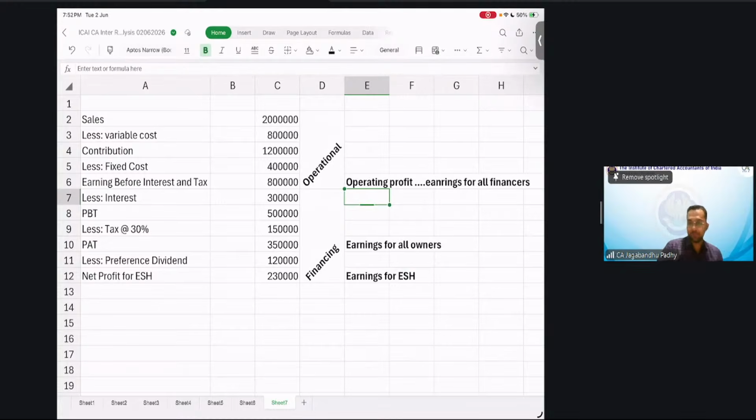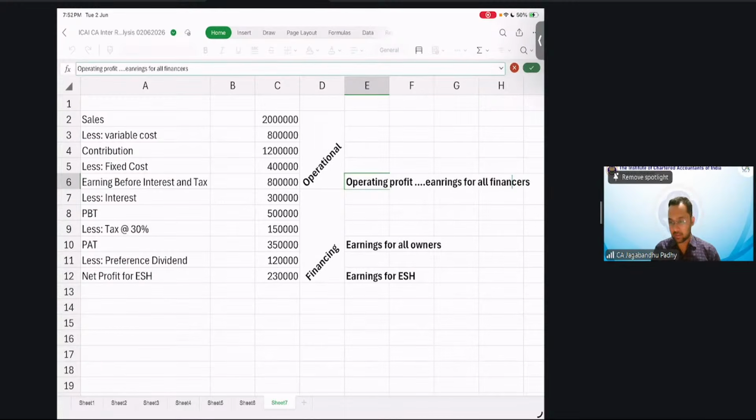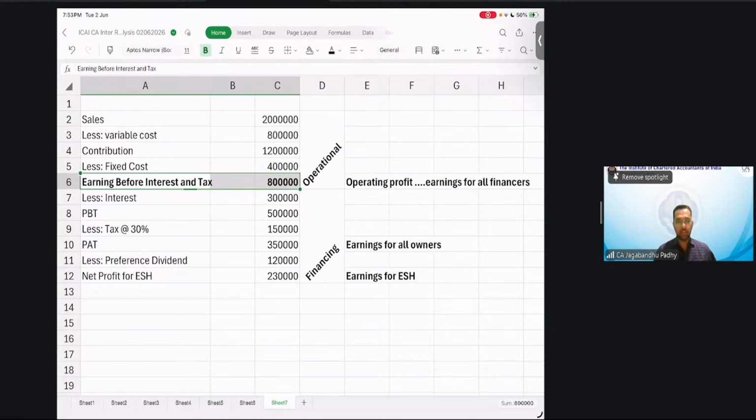That's your operating profit, or what we call the earnings for all financiers. So earnings before interest and tax is going to be your operating profit. Got it, guys? Okay. So three levels of profit we are saying. This portion is your operating profit, or EBIT, and this is the earnings that we have for all fund providers.